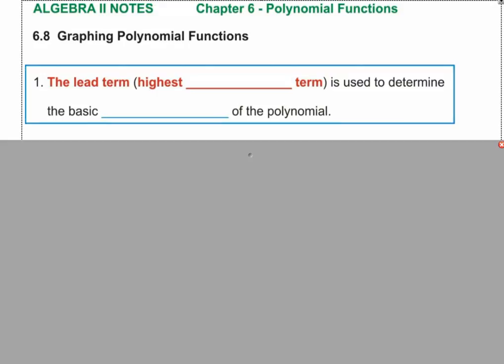Okay, so this is 6.8, graphing polynomial functions. I really hope you got your notes with you today, because if you don't, you're going to have a hard time keeping up. Okay, so what we have to begin to do is figure out how to graph a polynomial.